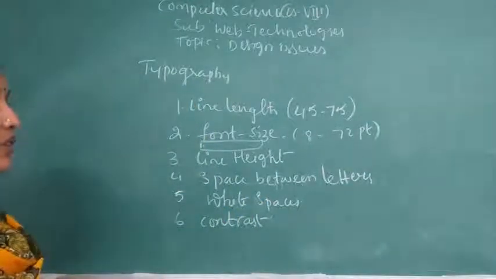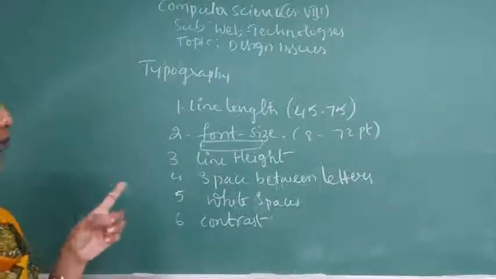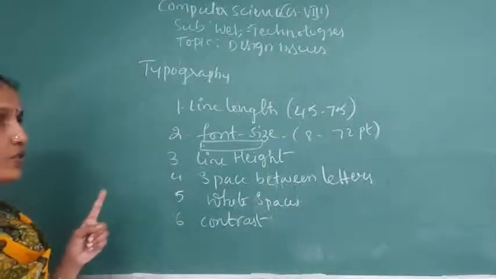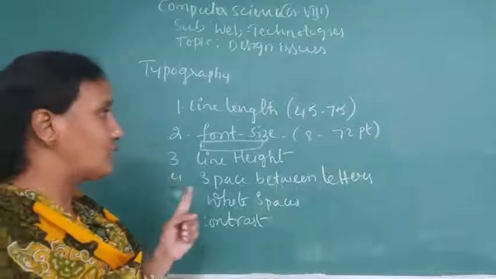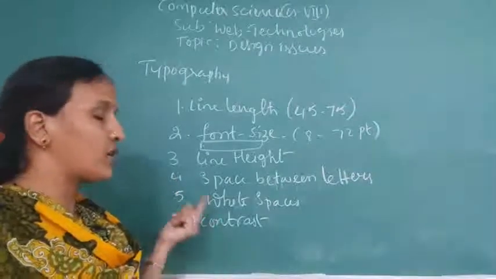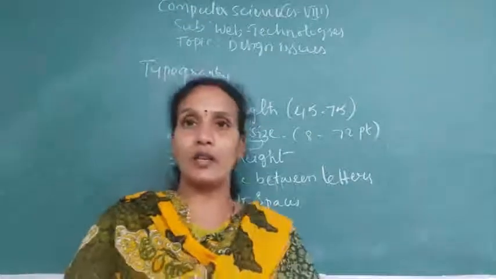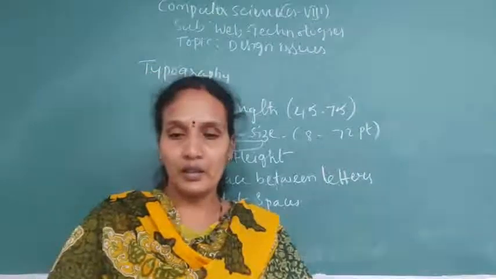One is the line height. What is the line height? How many characters you are inserting in one line. Font size: what is the font size of the characters? Too many font sizes you are not supposed to use when you are designing. Next, space between the letters. How many white spaces you are using? And whether your web page text and your web page background are in a contrasting nature or not. That you need to think about.